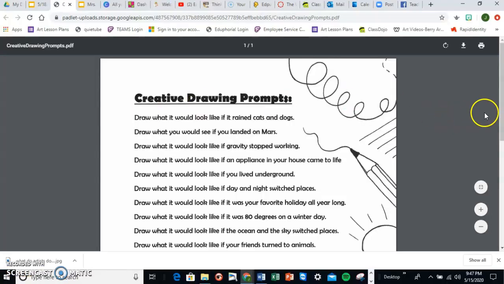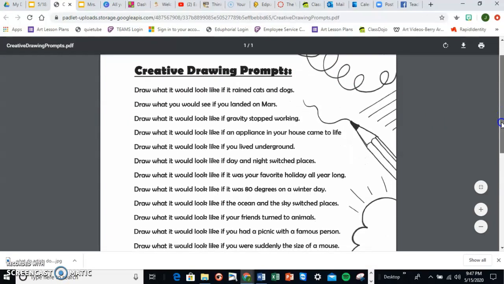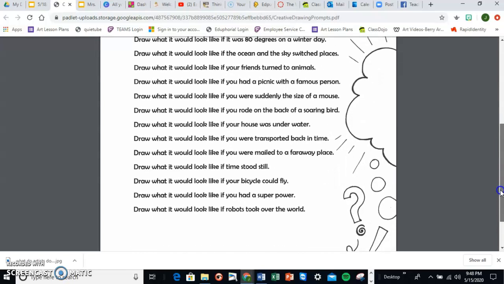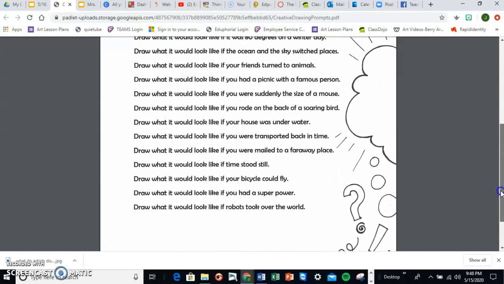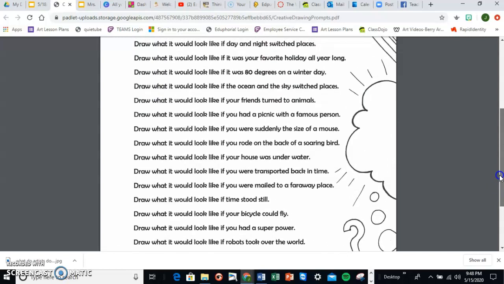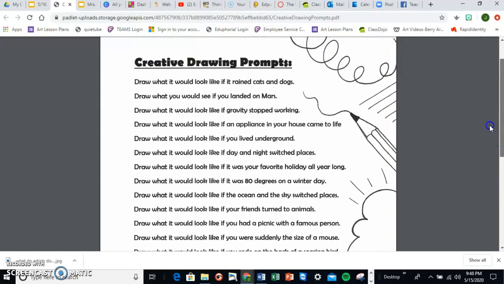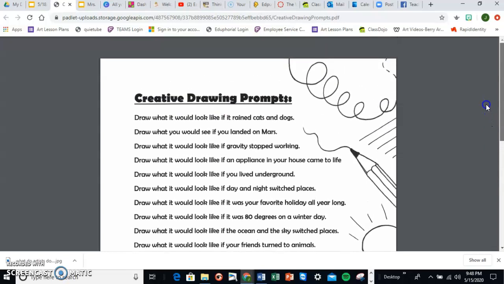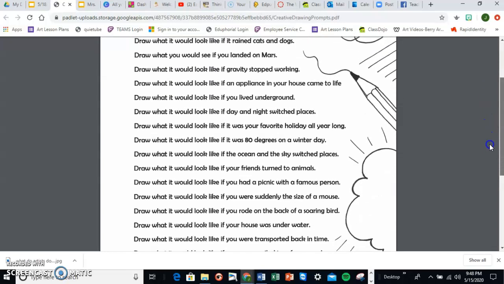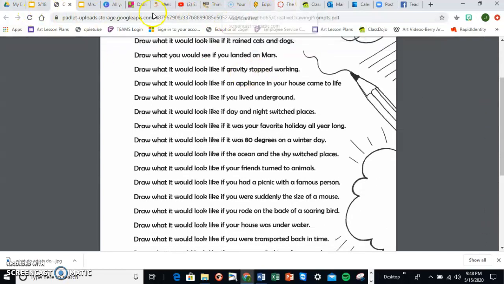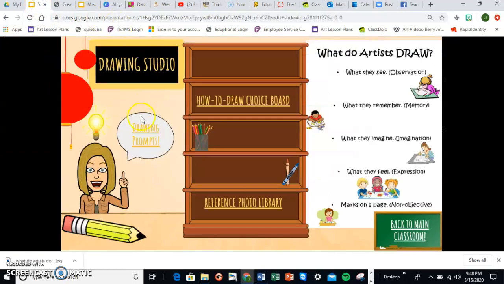Now this is going to take us outside, but notice we've got some cool drawing prompts. Draw what it would look like if it rained cats and dogs, if you lived on Mars, and so on. You can read all those. What would it look like if robots took over the world or if you had a superpower? So there's our creative drawing prompt ideas. You have to find your Canvas course again. Here we go. That was our drawing prompts.